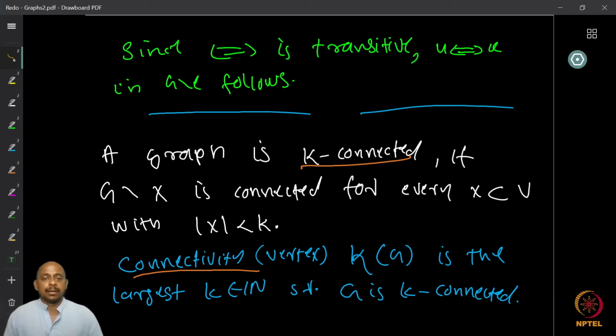Now a graph G is defined to be K connected if I cannot remove fewer than K vertices to disconnect the graph. Okay, so I start with the graph G which is connected, let's say, and if I cannot remove fewer than K vertices to make the graph disconnected, then the graph is said to be K connected.